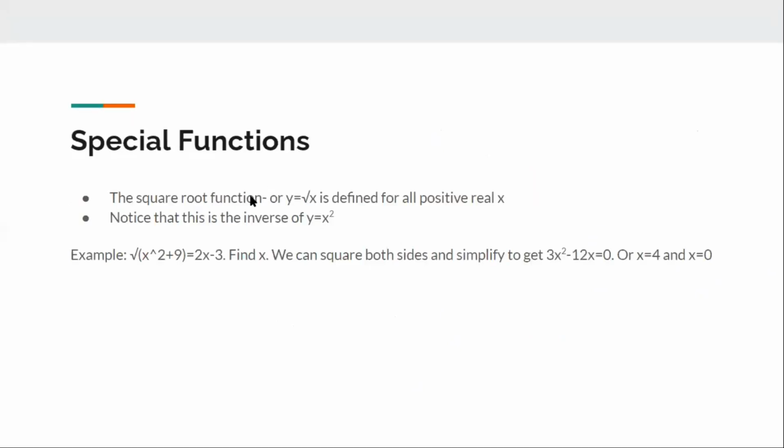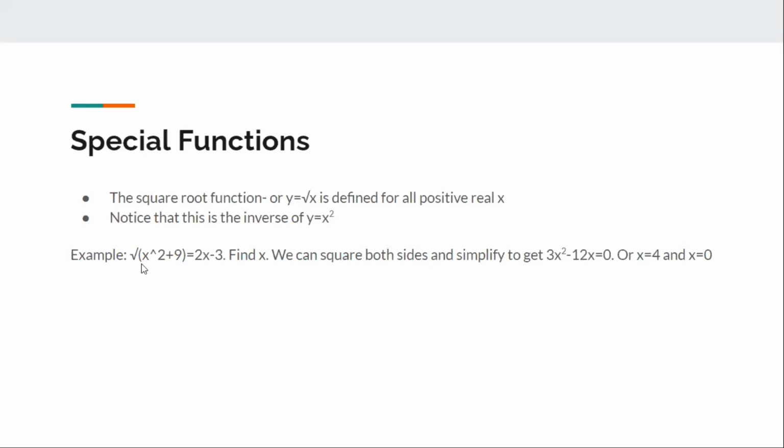Special functions. So I'm going to talk about some special functions which we did not talk about before. So one of them is the square root function, or y is equal to the square root of x, which is defined for all positive real x, because if it's negative, then you're going to get an imaginary answer, which you do not want. And notice that this is the inverse of y is equal to x squared.